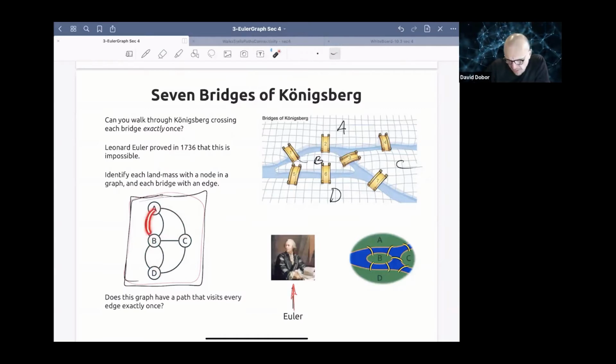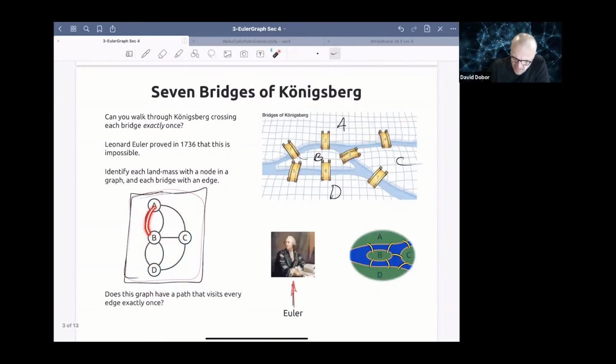I'll give it a shot. So here's my best attempt, maybe this way. And now when I'm here, I'm kind of stuck, because if I go there, this edge is not traversed, and if I go there, then this edge is not traversed. So maybe I started at the wrong place. Maybe I could have started here. Maybe I'm doing something wrong. I just can't do it.